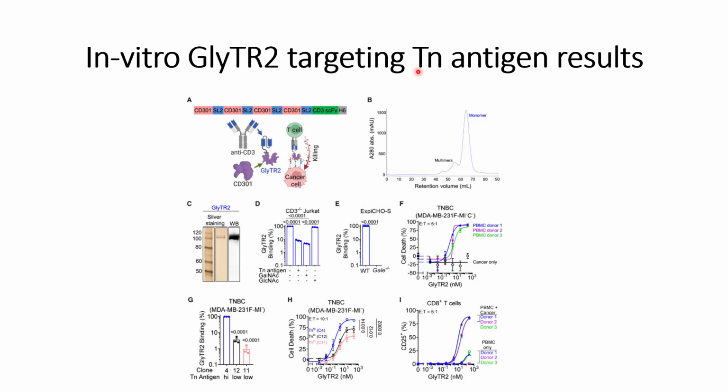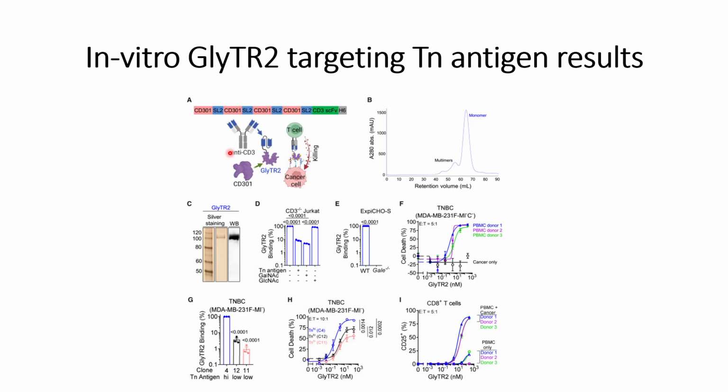However, the cell line that they have used for in vitro testing is triple negative breast cancer. They modified this triple negative breast cancer so that it can express this TN antigen. So we will go through the results sequentially.